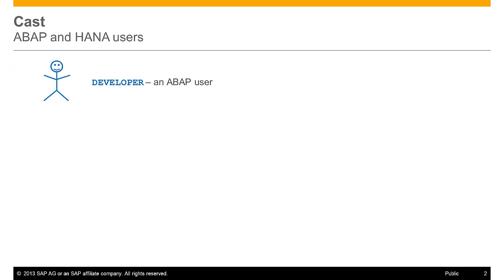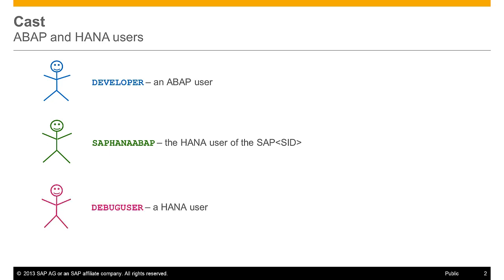The first one is developer. Developer is just the standard ABAP user who will execute a report. SAP HANA ABAP is a HANA user, especially the HANA user of our SAP system ID. So the system ID in that case is HANA ABAP. Last but not least, we have debug user. Debug user is the HANA user who will debug our ABAP Managed Database Procedure directly on the database.